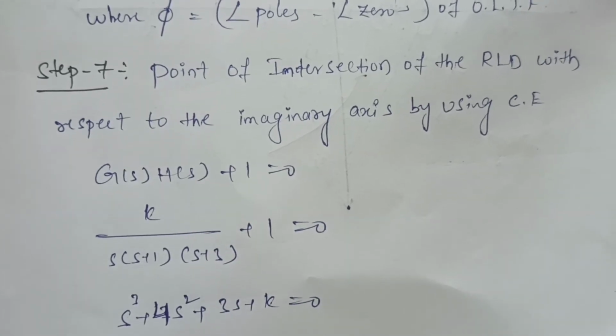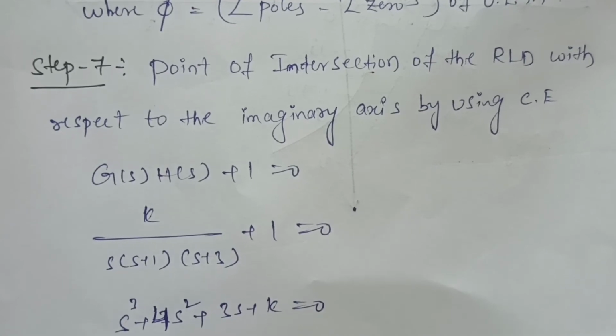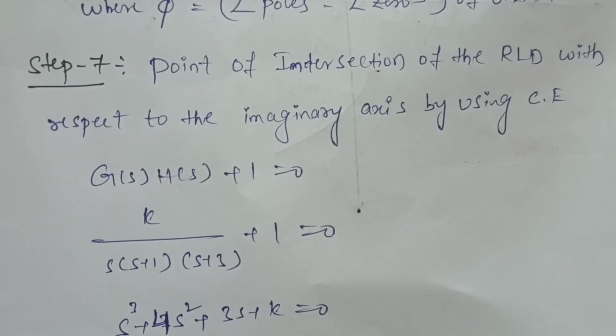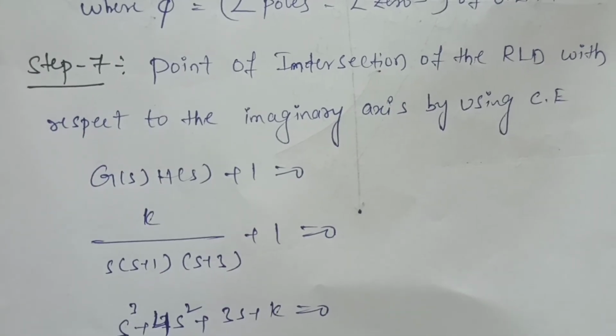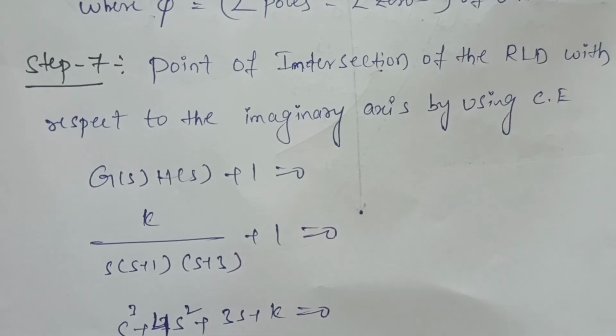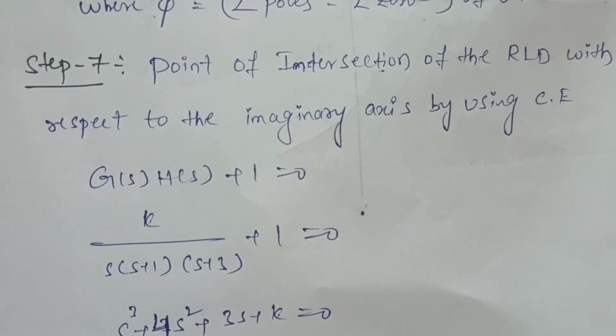Now the next one is step number 7, the point of intersection of the root locus. Sir, where the root locus touches the imaginary axis, that point is called the point of intersection. Okay, where the root locus touches the imaginary axis, that point is called the point of intersection.